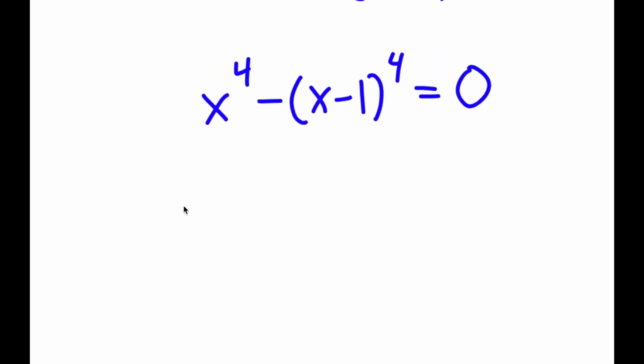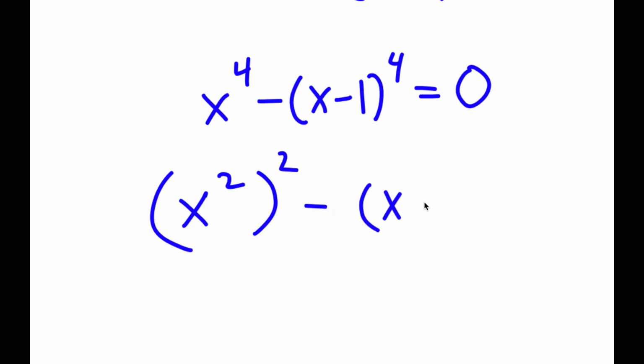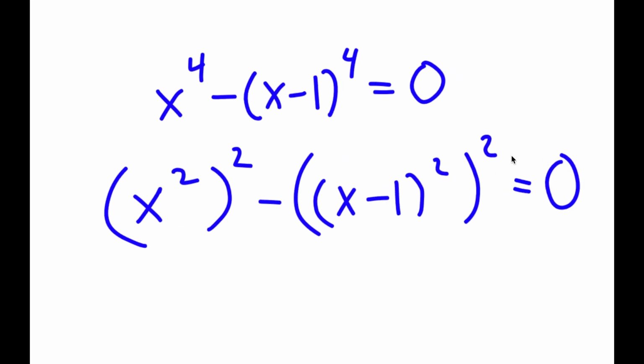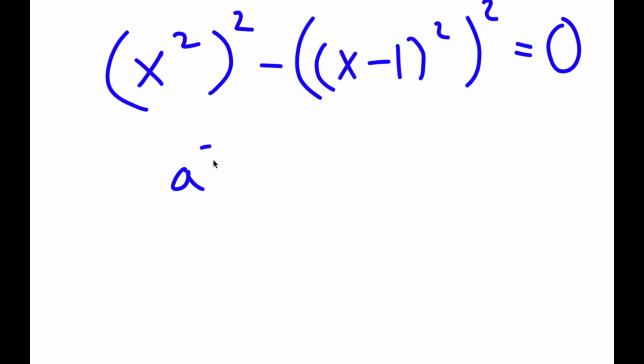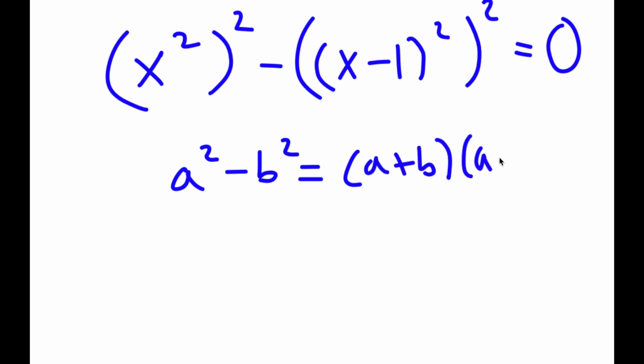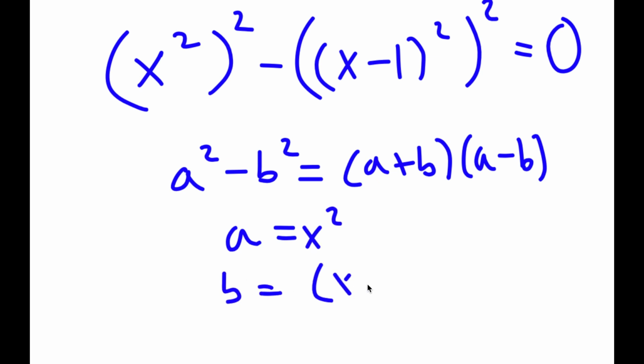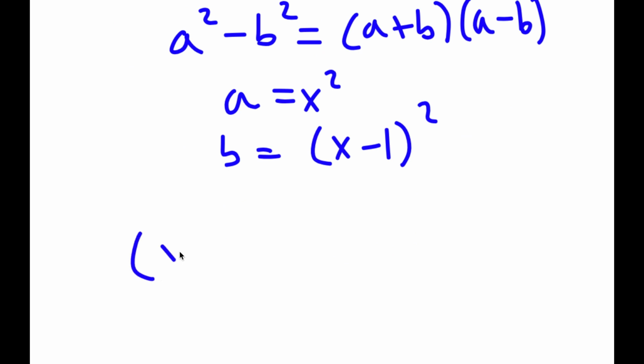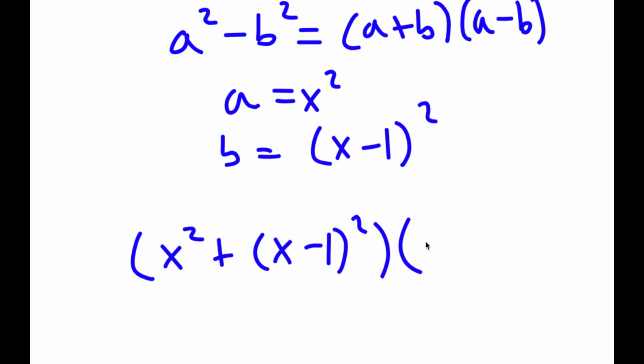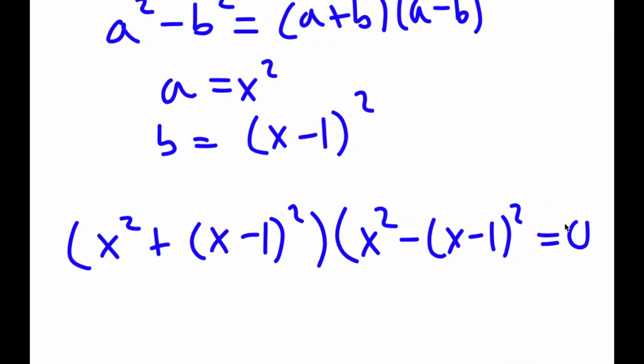Now, x to the power of 4, that's the same thing as x squared to the power of 2. And x minus 1 to the power of 4, that's the same thing as x minus 1 squared to the power of 2. So now this is equal to 0. Now, if I have something in the form a squared minus b squared, this is equal to a plus b times a minus b. So in this case, a is x squared, and b is x minus 1 squared. So now I have x squared plus x minus 1 squared times x squared minus x minus 1 squared. This is equal to 0.